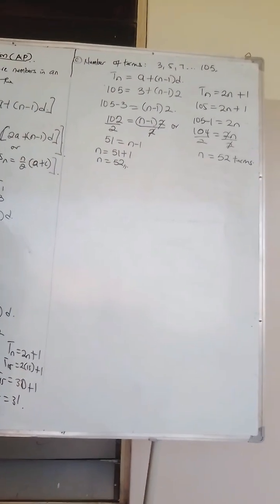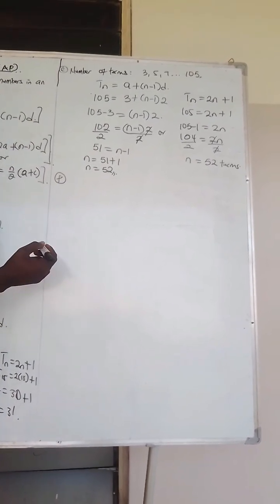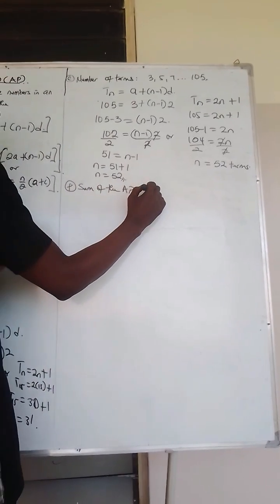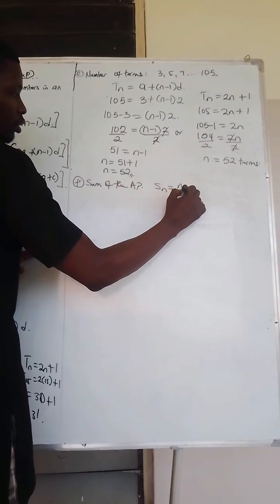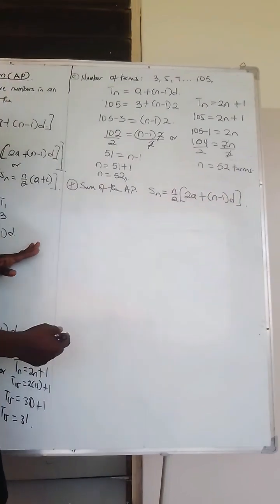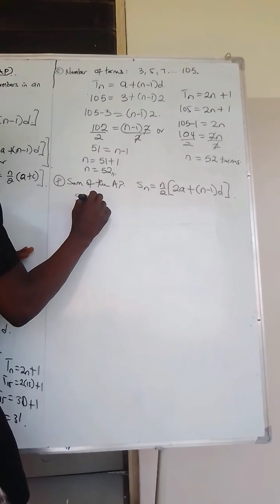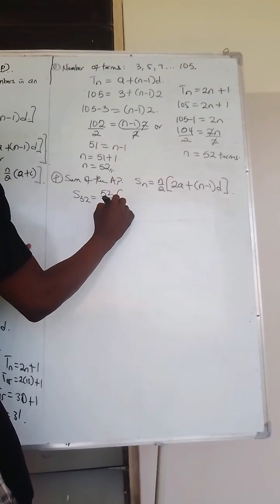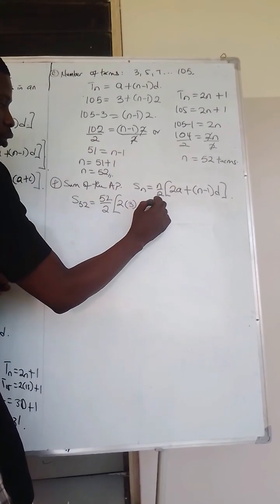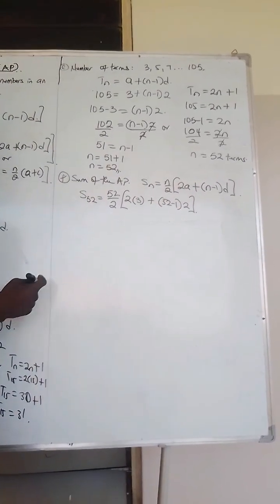We move to the next one, which is F. The F says the sum of the AP. So the sum of the AP is Sn equals n over 2 into brackets 2a plus (n minus 1)d. Now that we know the number of terms is 52, our S52 will be equal to 52 over 2 into bracket 2 times our a, which is 3, plus 52 minus 1, and then our d is 2, and then we can conclude it here.